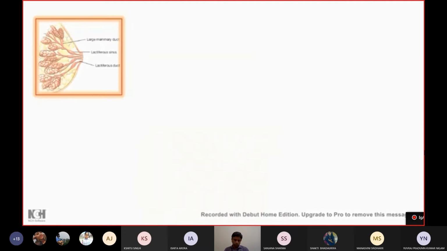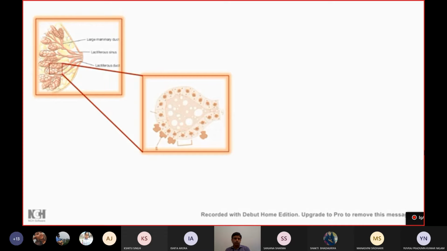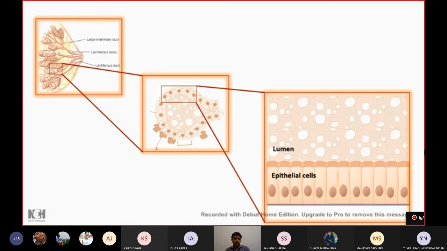One of the most important antibodies that are secreted in breast milk, tears, or saliva is IgA. We would look at how the IgA antibody is transcytosed. So we look at the breast, inside which there are mammary glands. Now here is a small zoomed in version of the mammary gland. And if we zoom in further, we would see the epithelial cells and the lumen where we can even see the milk droplets.